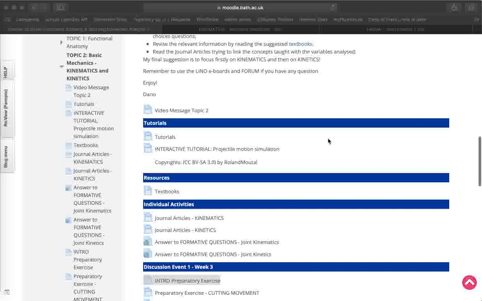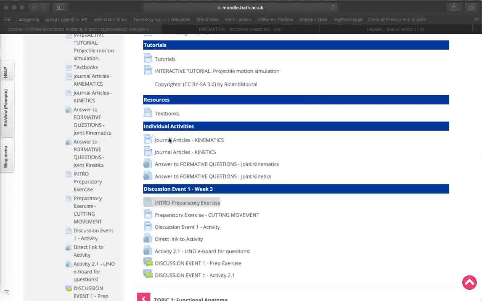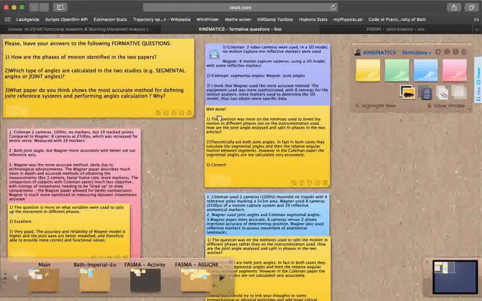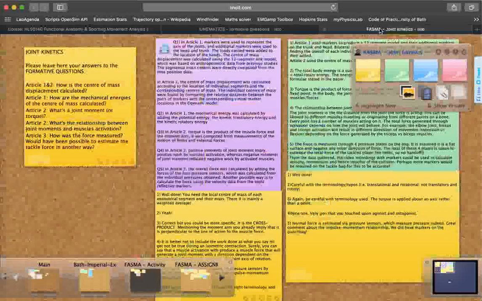Here you can find the individual activities for last week, so the journal articles I left you to read, and here the link to the Lino e-boards where I left you some formative questions, and I know that some of you have already started to answer them, which is fine. I left you some feedback, both for the kinematics and kinetics.